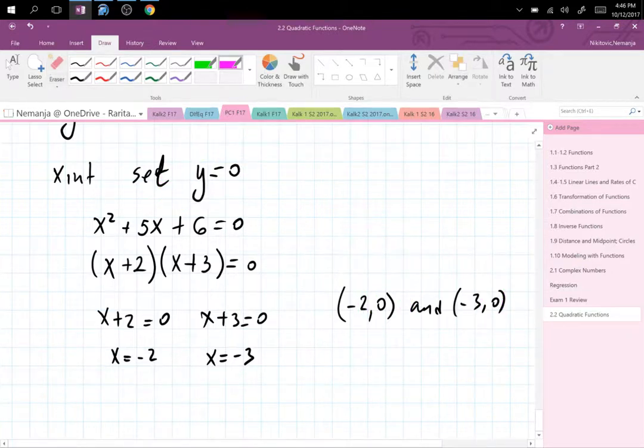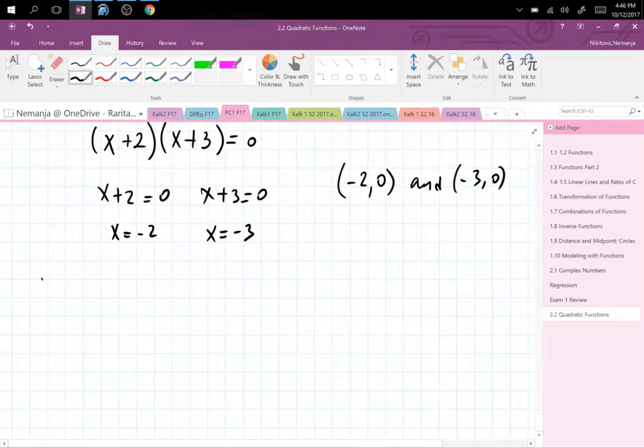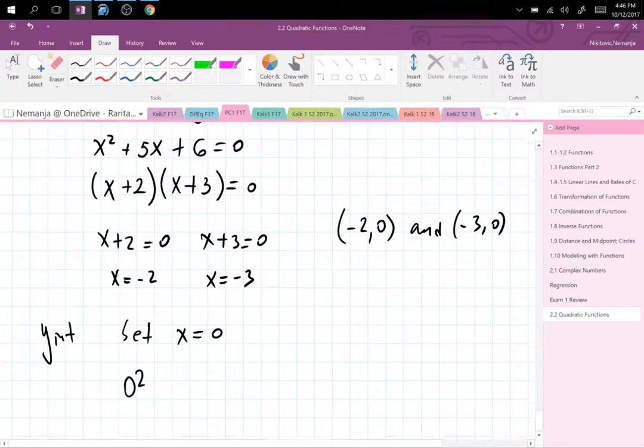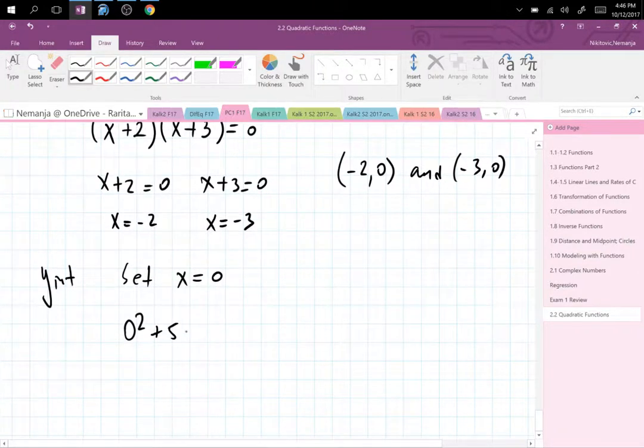Y-intercept: set x equal to 0. Well, that's easy. 0 squared plus 5 times 0 plus 6, which is 6. So where's the y-intercept? It's at 0, 6.